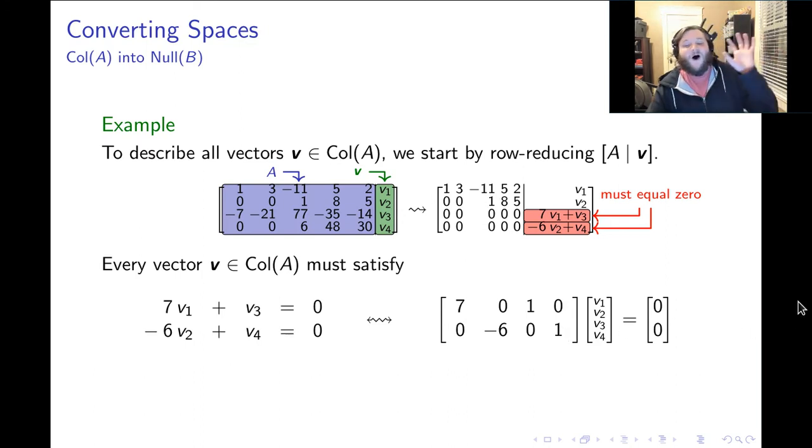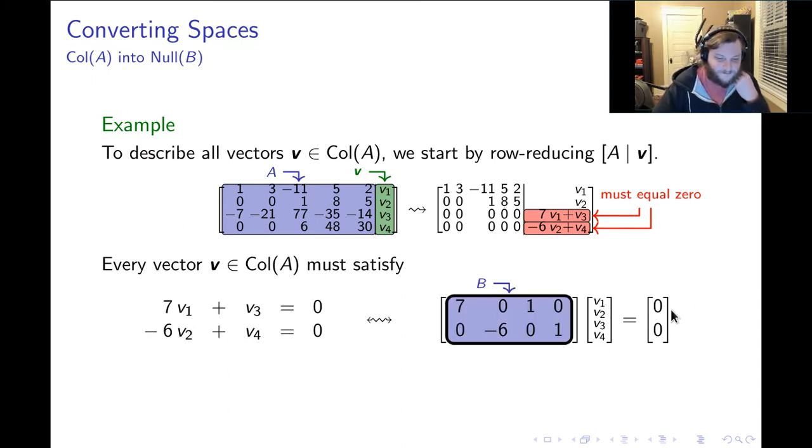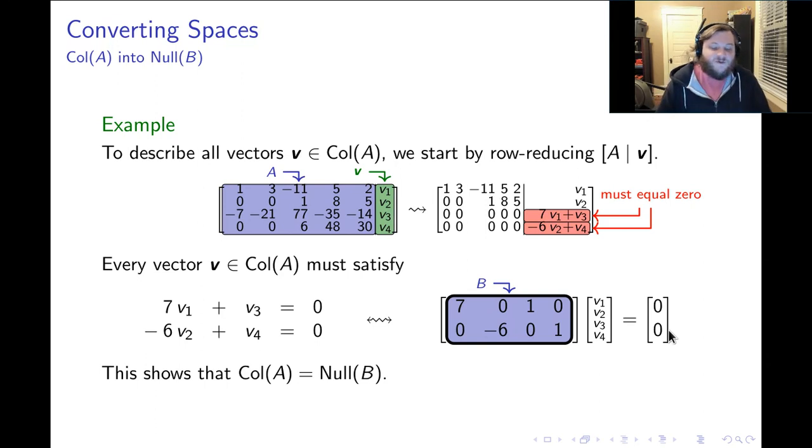So now, all vectors in the column space of A must satisfy the equation this new matrix times that vector equals the 0 vector. Well, let's call this new matrix B, and what we're realizing is that the vectors in the column space of A must be in the null space of B, because the vectors in the column space of A satisfy the equation B times our vector equals the 0 vector. So what we've just done is justify that the column space of the matrix we started with, A, equals the null space of the matrix we constructed here, B.